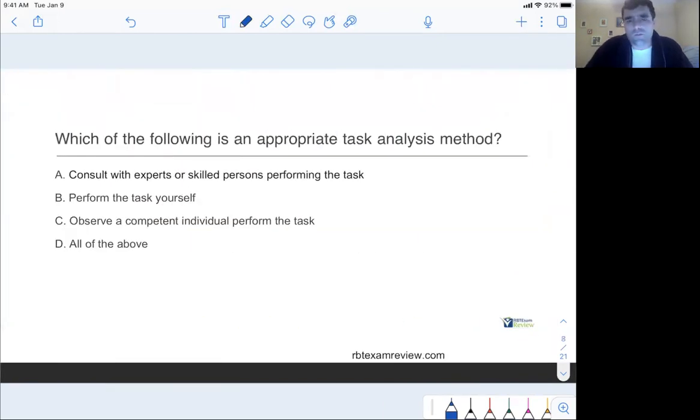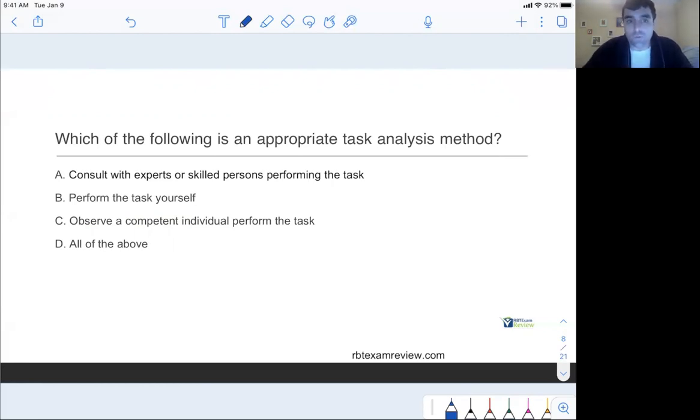All right, which of the following is an appropriate task analysis method? So remember, what is a task analysis? A task analysis is breaking down a complex skill, okay, into simple steps. So you take one large skill and break it down into, let's say, 10 steps, okay? So what is an appropriate way to do this?